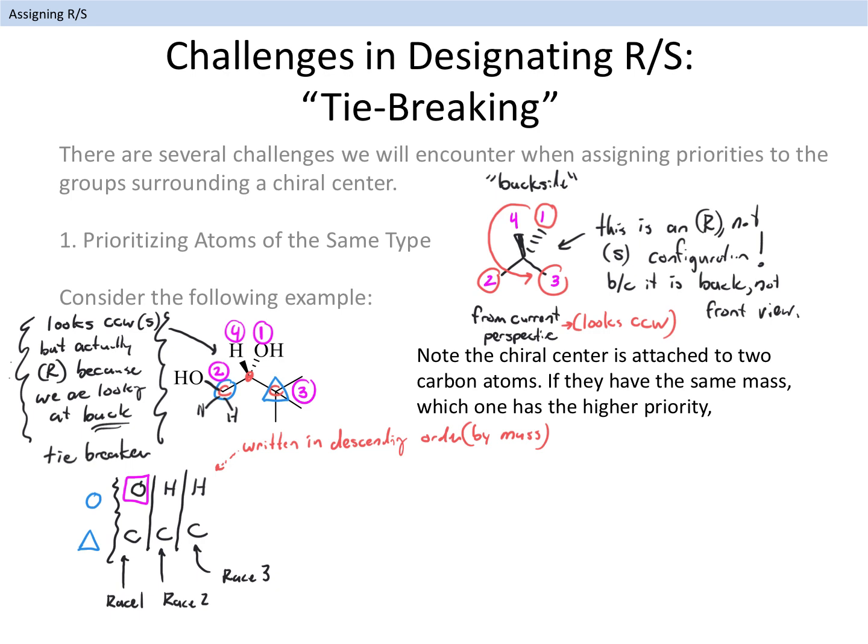Let's go to the next page and look at another detail related to assigning R and S configurations. Specifically, how we handle multiple bonds when assigning priorities.